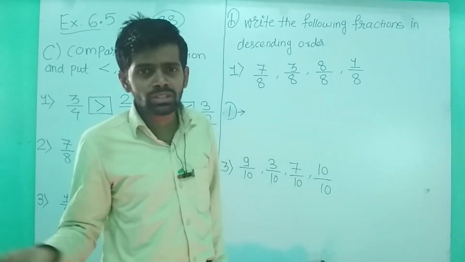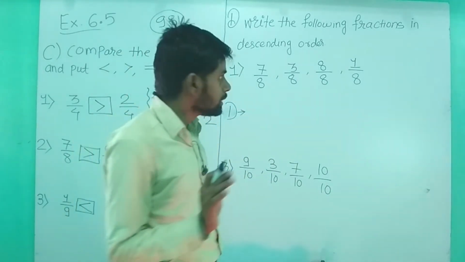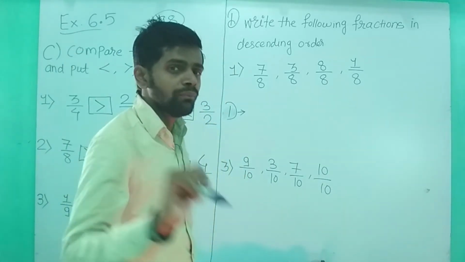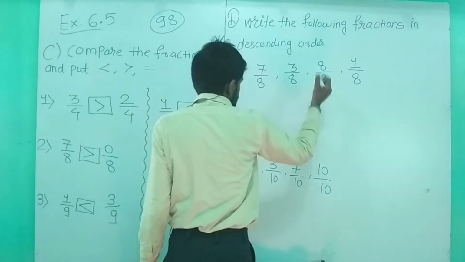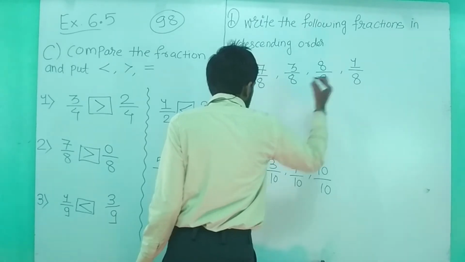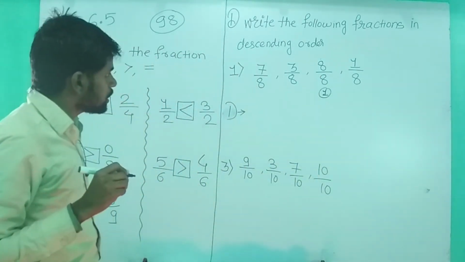So we can't compare using the denominator. We will compare the numerator. So the biggest numerator will come first. 8. That means it is in first place. We are writing descending order.